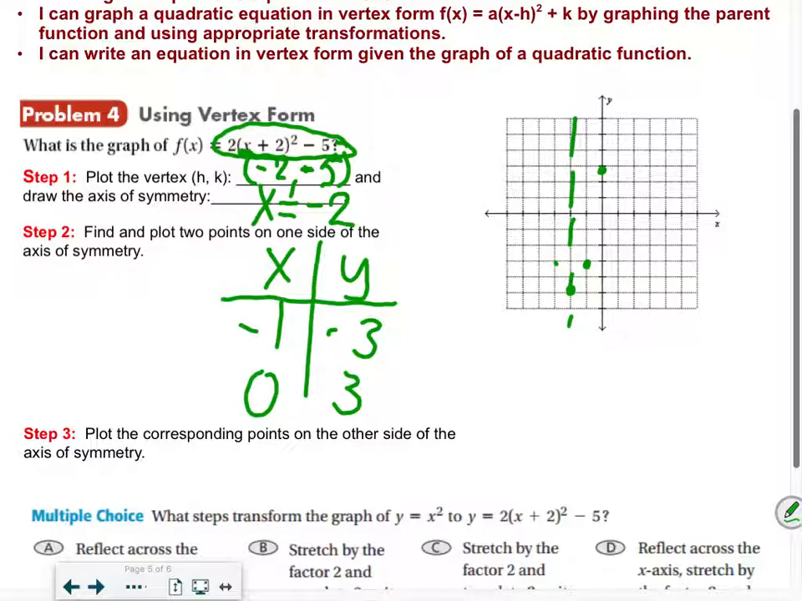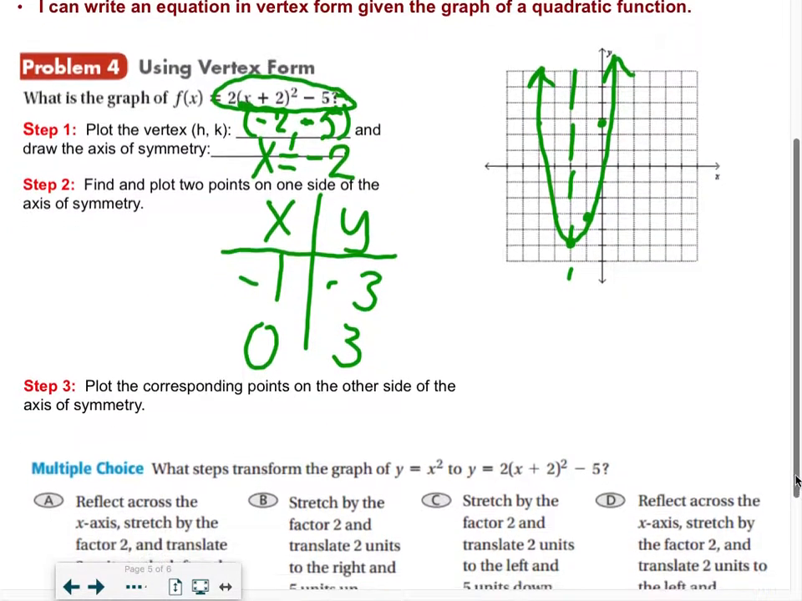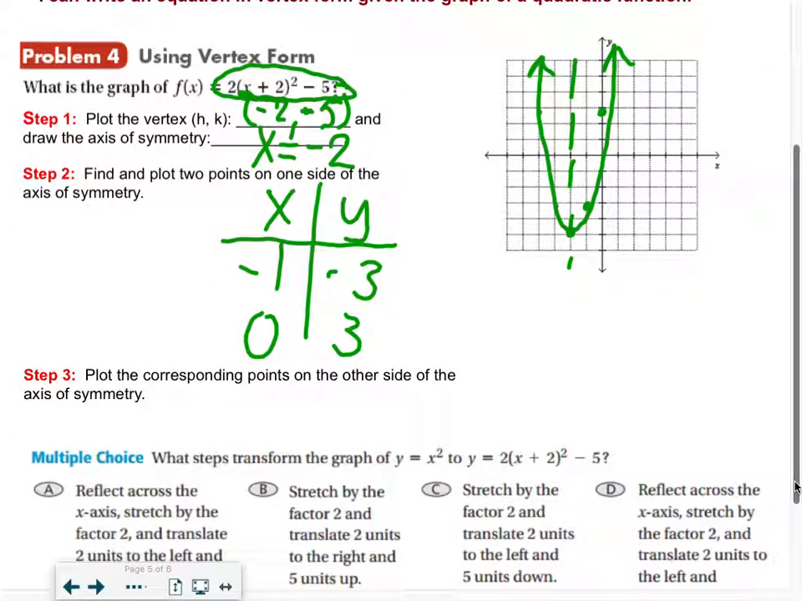Okay, and then mirror your points over your axis, and draw your parabola. Oh, I missed the point. That's okay. Kinda looks like a Funko Pop. Mine was like perfect. Mine was not. All right, we all got a graph.